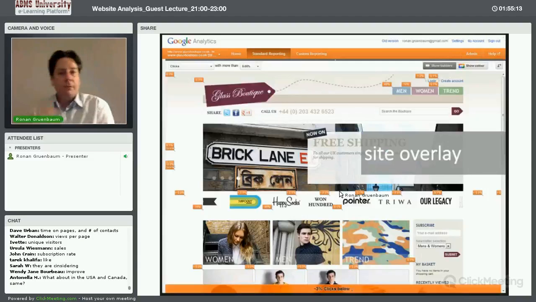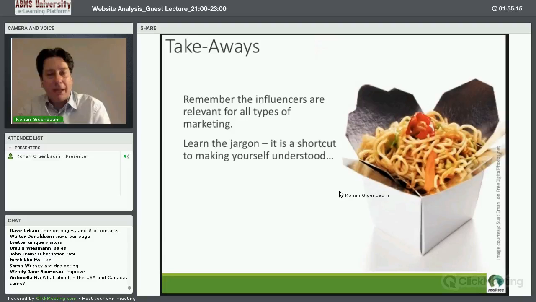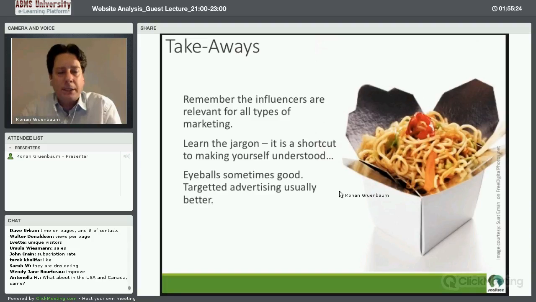And eyeballs are sometimes good. Some banner adverts have their place. That's why people still do them. Sometimes you just want to get your brand there. You want people to see your brand. You know they're not going to click through very much, but it's still better. But with targeted advertising, if people are searching for you, they want you. Make sure you can find them.